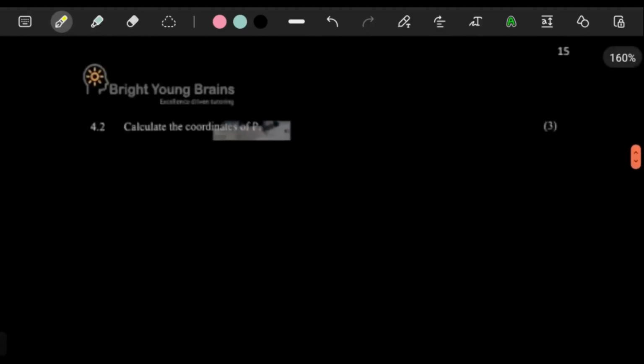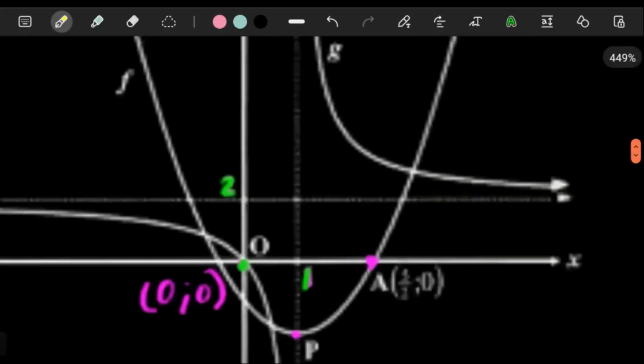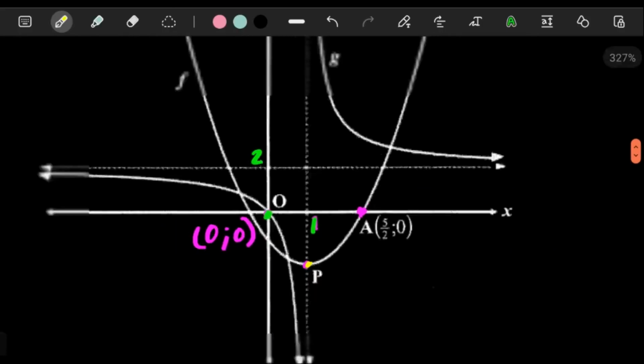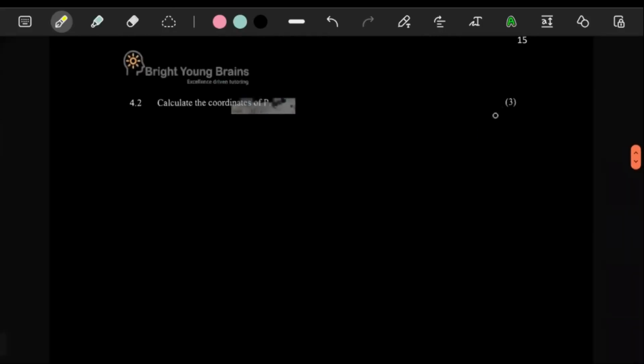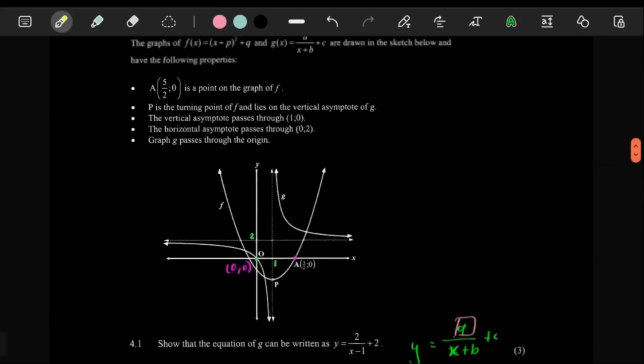Let's move on. 4.2, calculate the coordinates of P. P is just the turning point. So let's just check the mark allocation. Actually, it's a 3-mark question.